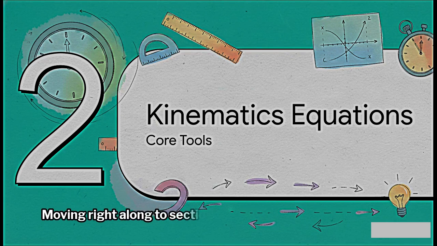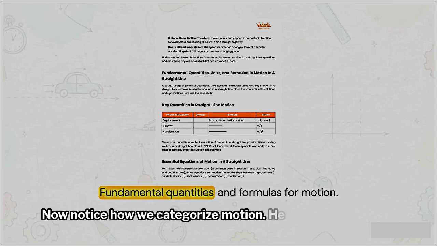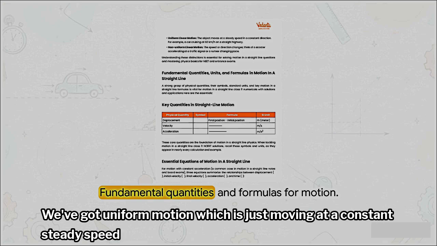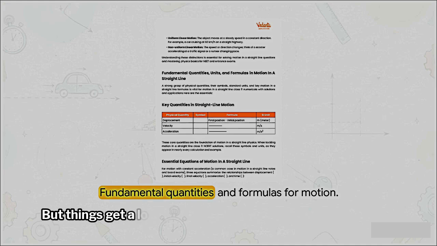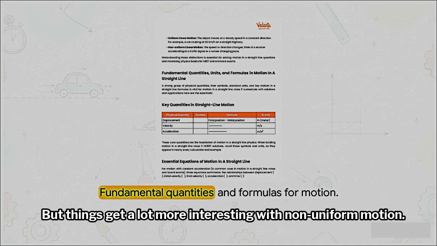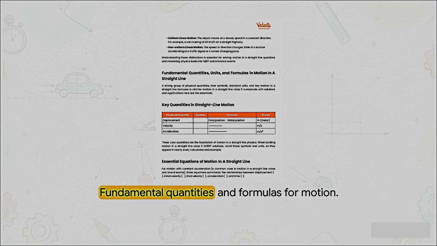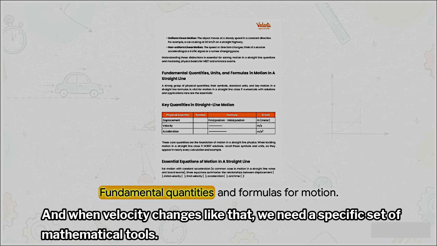Moving right along to section 2, the kinematics equation toolkit. Now, notice how we categorize motion here. We've got uniform motion, which is just moving at a constant, steady speed, kind of like a car cruising down an empty highway. But things get a lot more interesting with non-uniform motion. That's where acceleration comes into play, like a scooter gunning it at a green light. And when velocity changes like that, we need a specific set of mathematical tools.